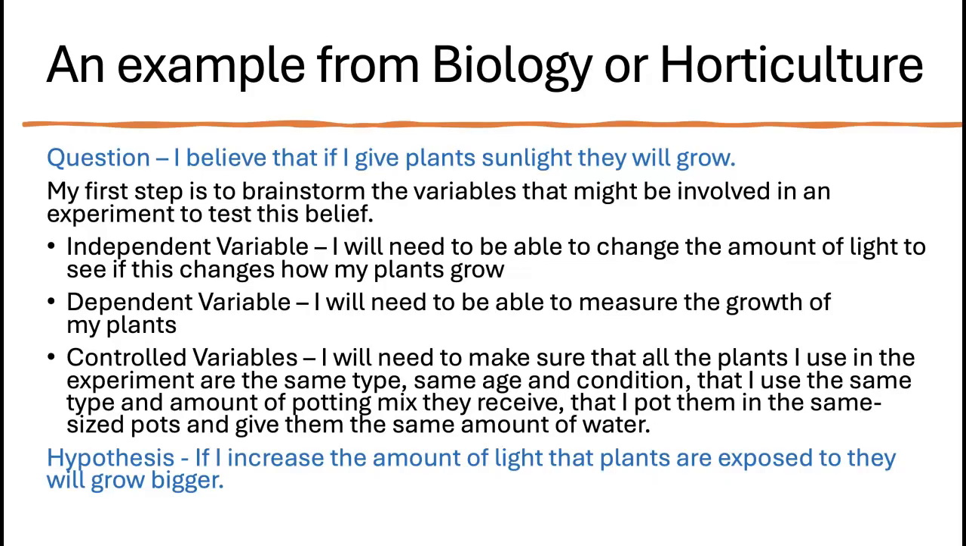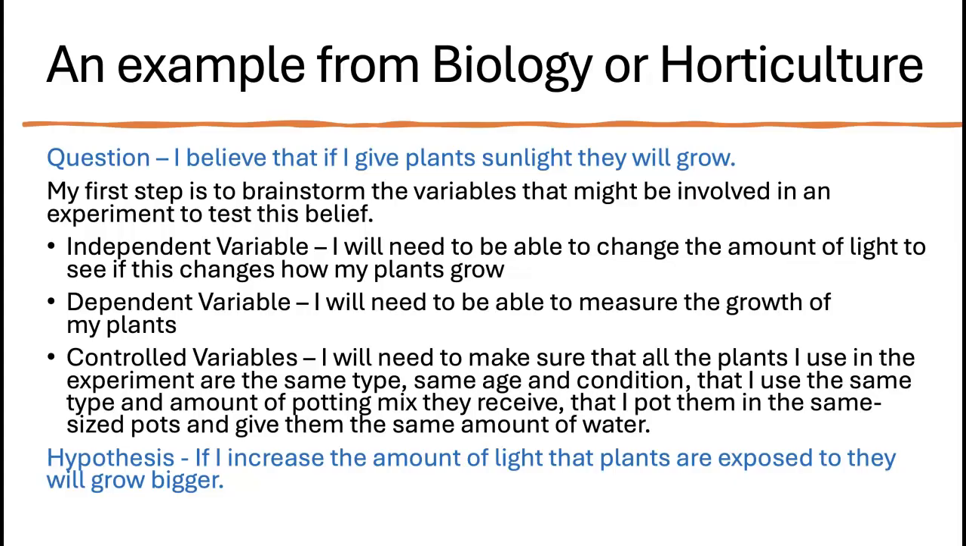So, for example, it's an example from that biology, horticulture area. I believe if I give plants sunlight, they will grow. So our first step is to brainstorm the variables. So the independent variable here is, of course, changing the amount of light. If I change the amount of light, what's going to happen? And the dependent variable will be growth of plants. So can I measure growth?